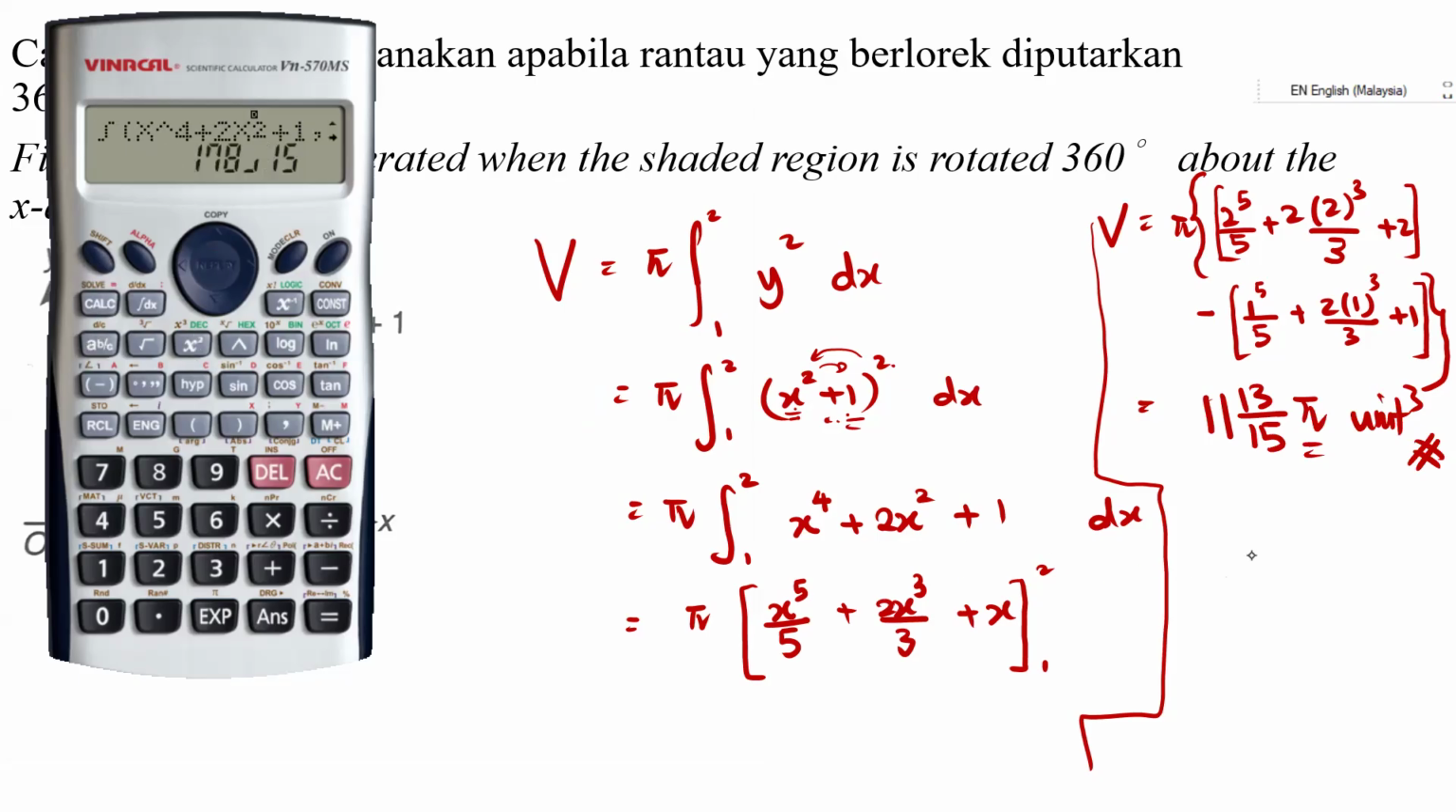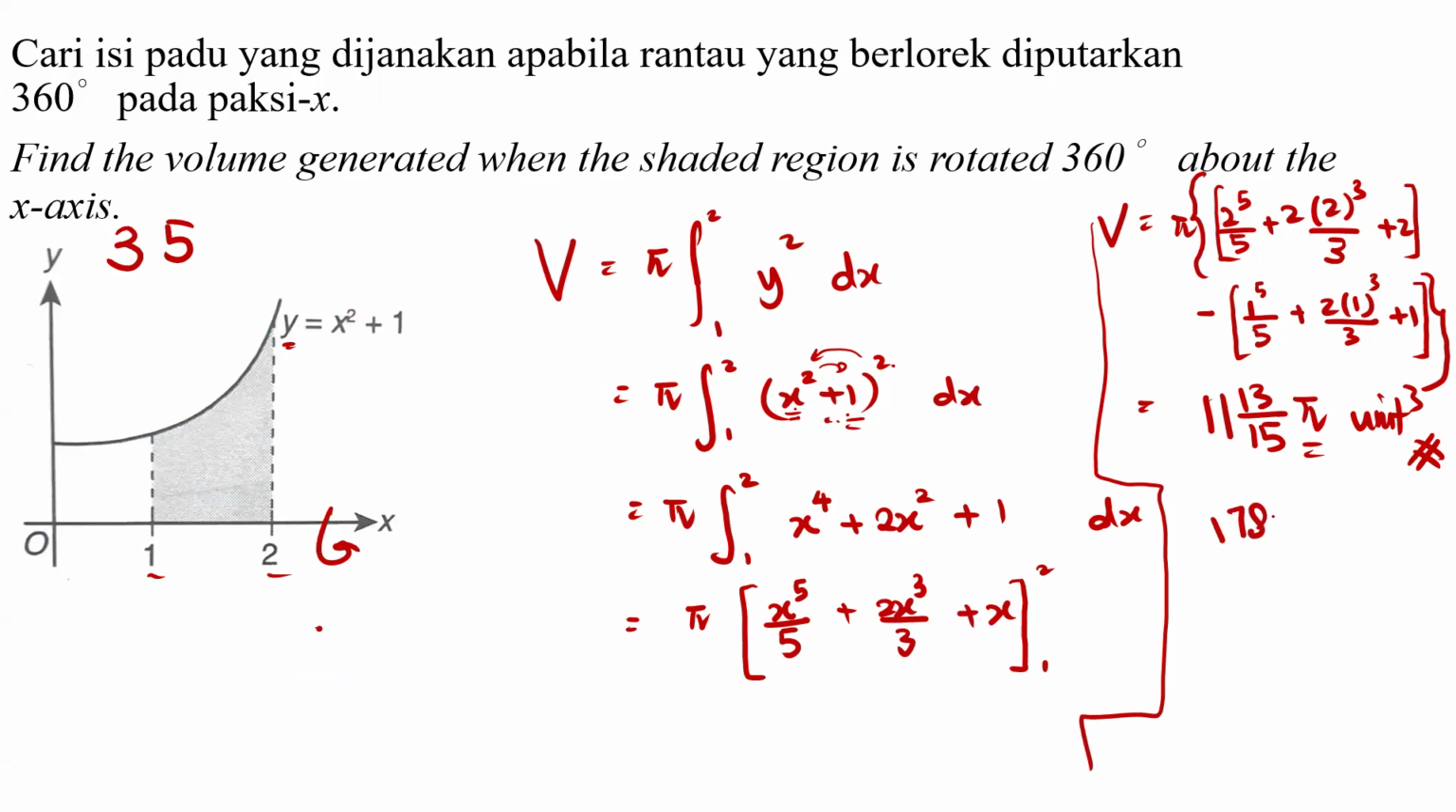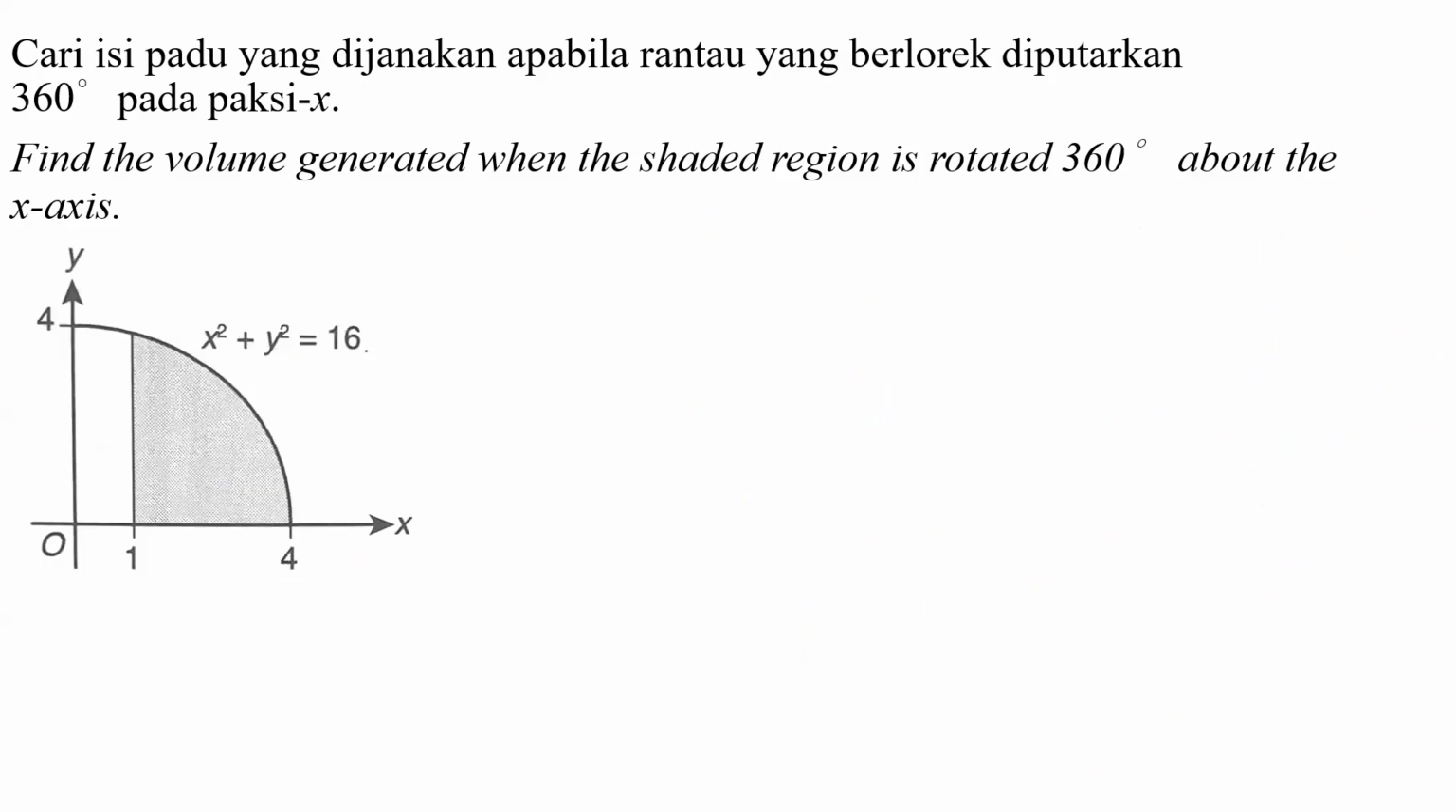178 over 15, so 178 pi over 15. If you want to change it to 11 point something, that's also fine. It's your personal preference. I prefer the exact value, so I will leave 11 and 13 over 15. Any question? Kind of easy, right? Super easy. What about this?